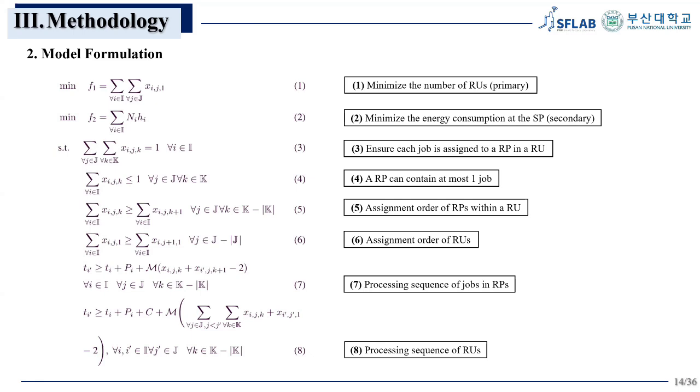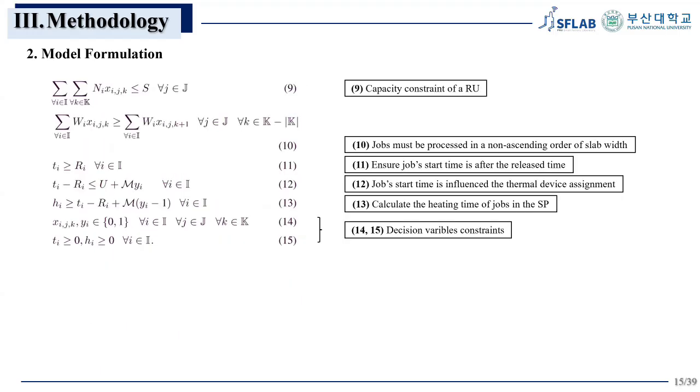Constraint number 7 is the processing sequence of jobs in the rolling position. Constraint number 8 is the processing sequence of rolling units. Constraint number 9 is the capacity constraint of a rolling unit. The number of slabs assigned to a rolling unit must be smaller than the rolling unit capacity. And constraint number 10, jobs must be processed in non-ascending order of slab width. It means that a job with larger slabs must be prioritized to process before a job with smaller slabs.